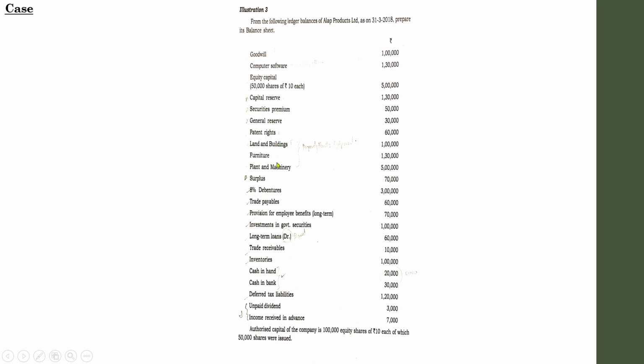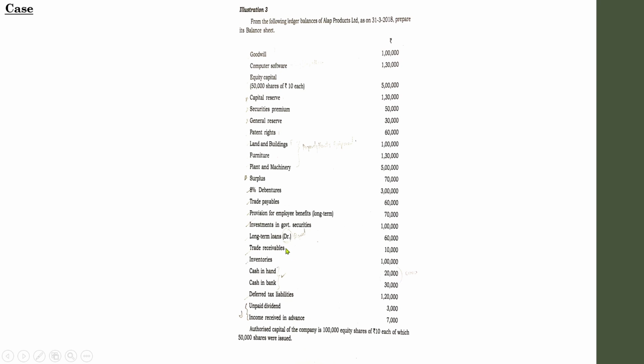Land and building, furniture, plant and machinery, they are fixed assets. Surplus comes under reserves and surplus. Debentures under non-current liabilities. Trade payables, current liabilities. Provision for employee benefits comes under the other benefits to the employees category. Investment in government securities comes under investments. Long-term loans, make sure what is the balance given, whether it is a credit balance or a debit balance. Here it is a debit balance, so it can be considered as an asset.